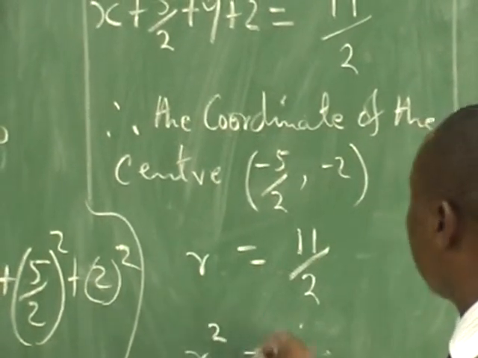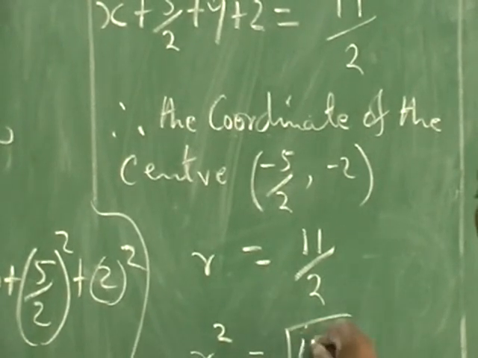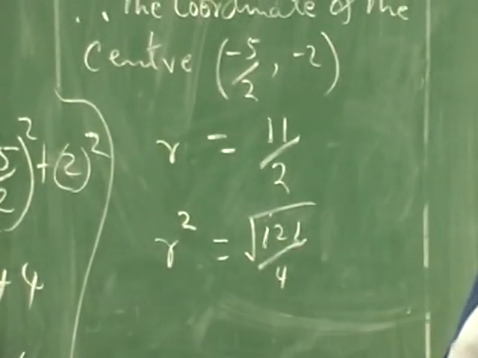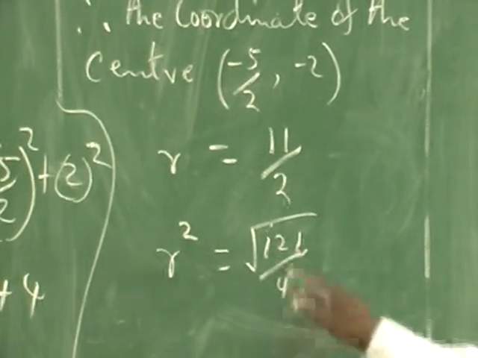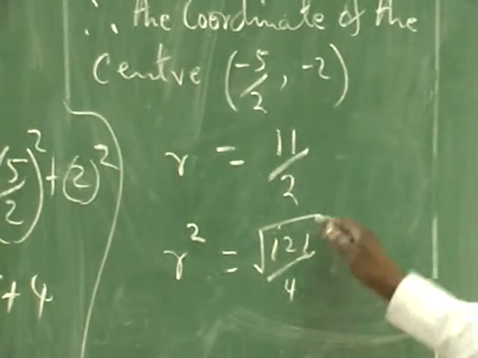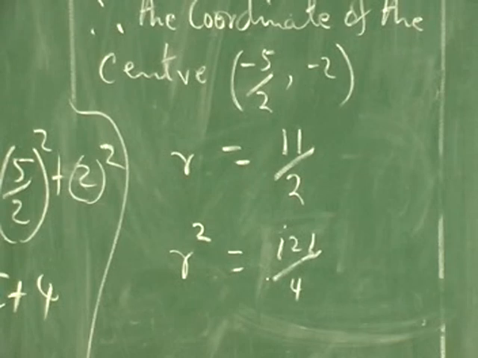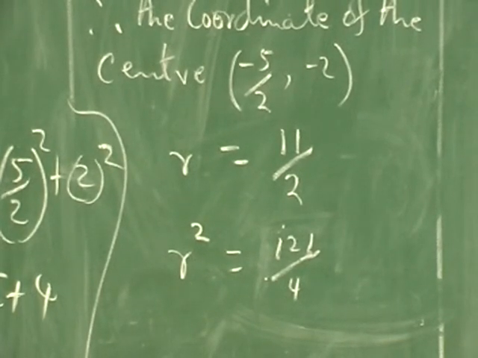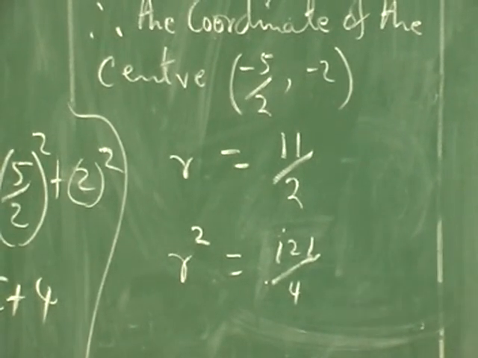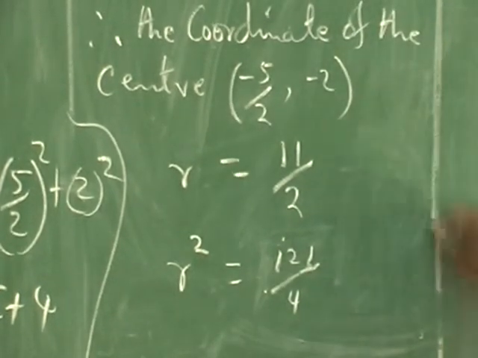So r square is equal to 121 all over 4. That is r square. It's equal to 121 all over 4. Alright. So now we can look at the tangent.